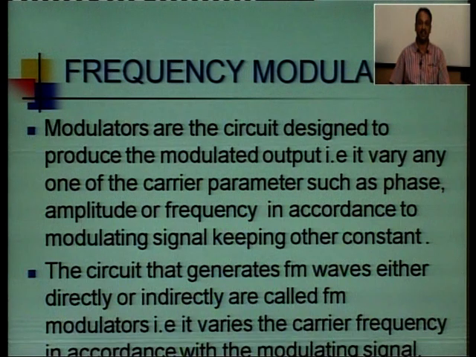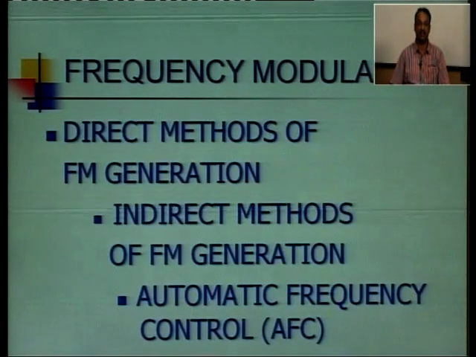The circuits that generate FM waves, either directly or indirectly, are known as FM modulators. That means it varies the carrier frequency in accordance with the modulating signal. So, our purpose is to vary the frequency of the carrier signal, the RF signal, in accordance with the instantaneous value of the modulating signal, either directly or indirectly.